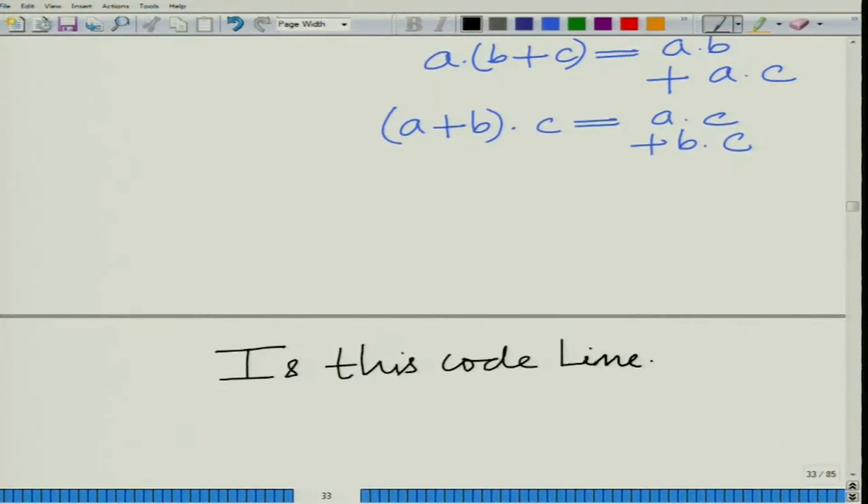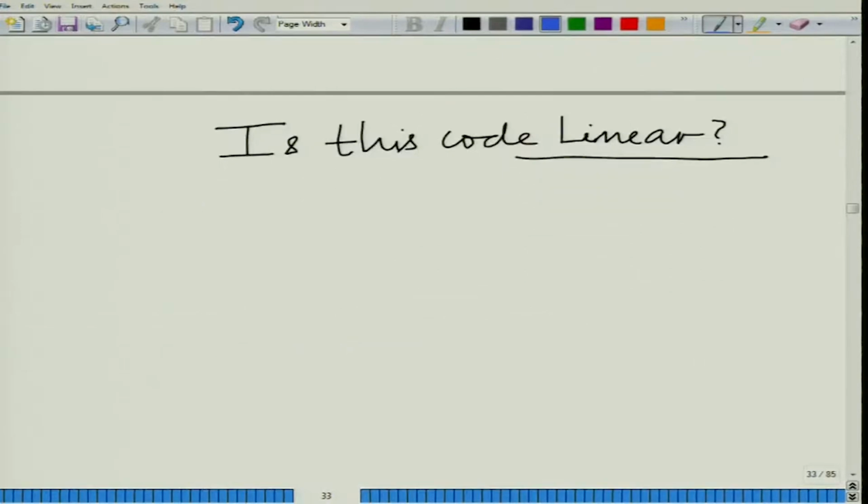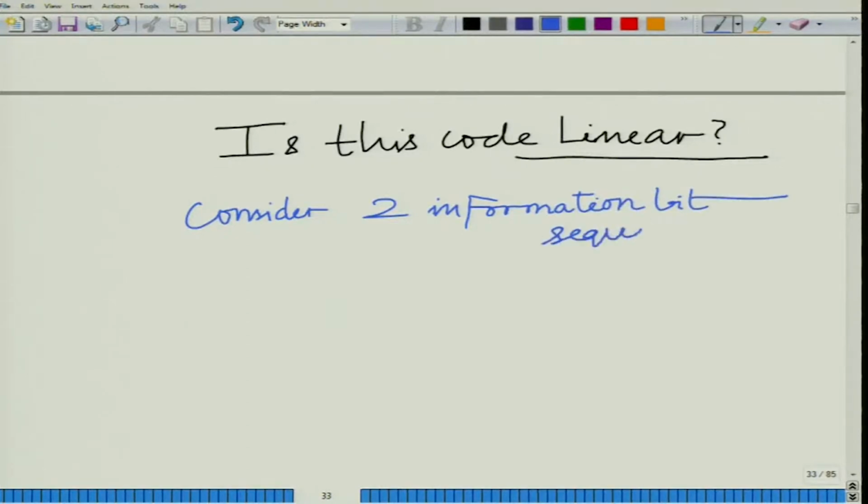Okay. Now, one thing which is important is we want to ask the question, is this code a linear code? For instance, let us consider two information bit sequences, x0, x1, x2, and so on.